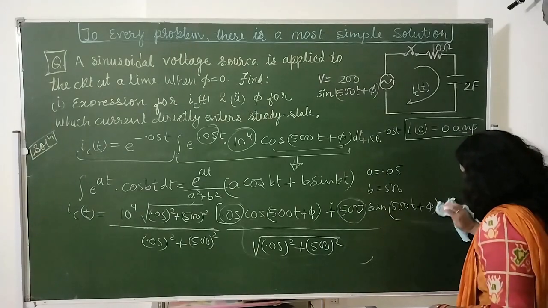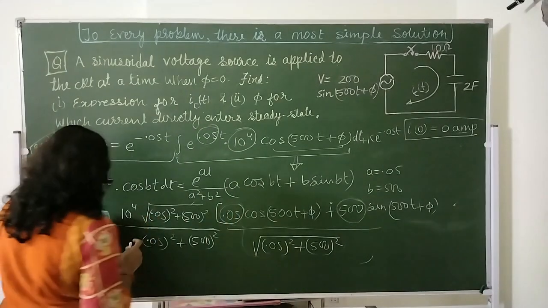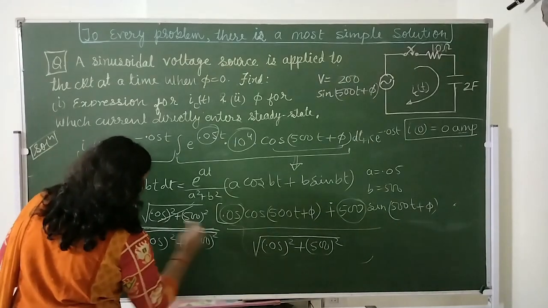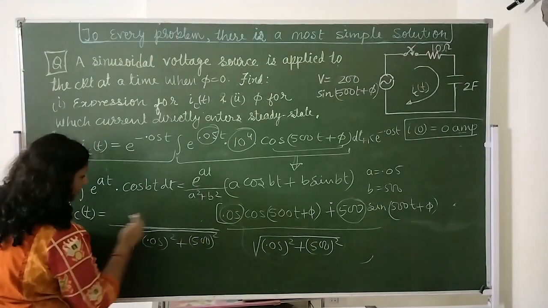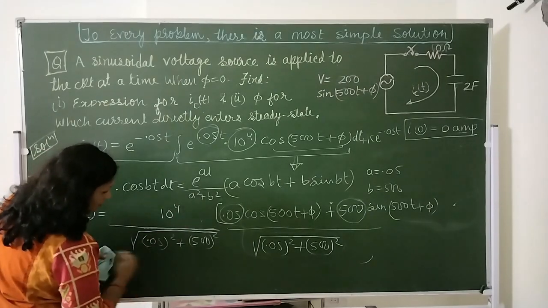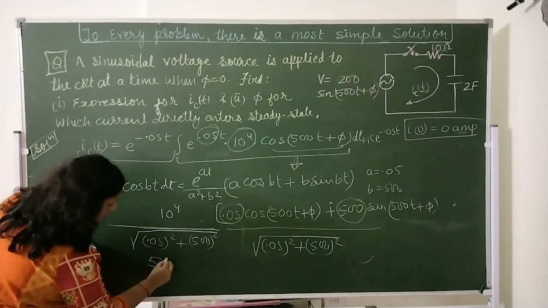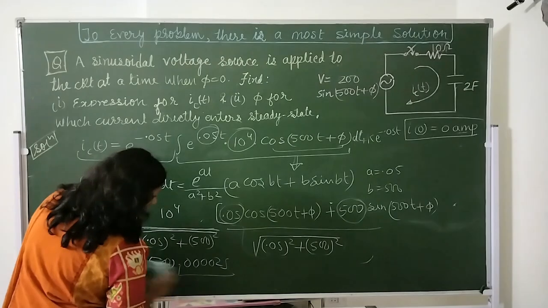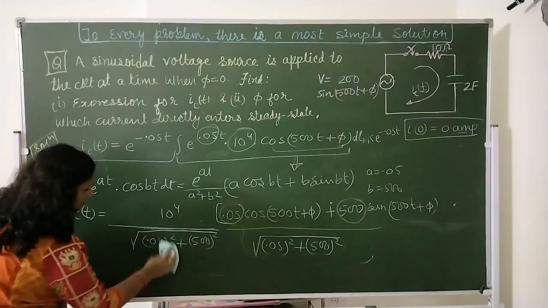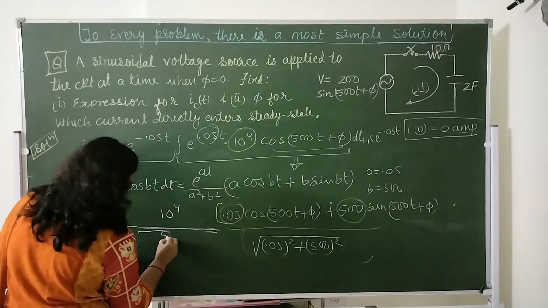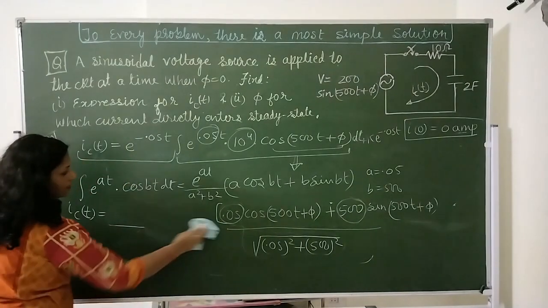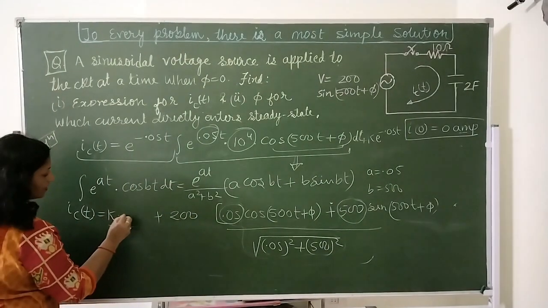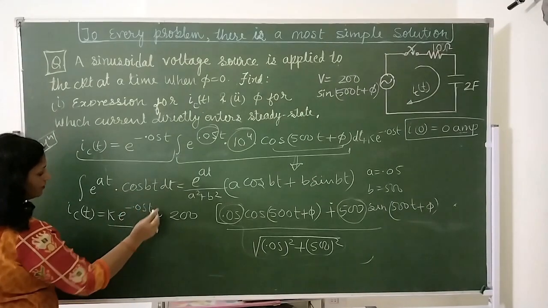Write down this term here. First simplify this. This will be cancelled and here root will come. 10 to the power 4 is there. Square and root of this term is 0.000025. We can neglect this because it is very much smaller. So divided by 500, this will become 200. And the last term we can write here, e to the power minus 0.05t.